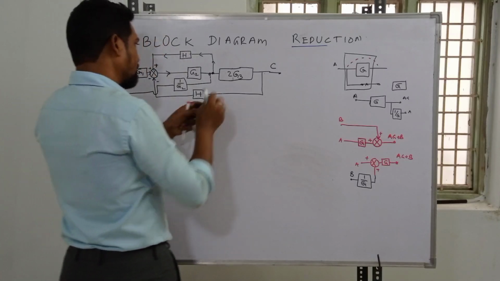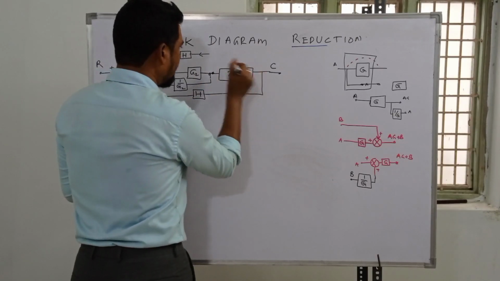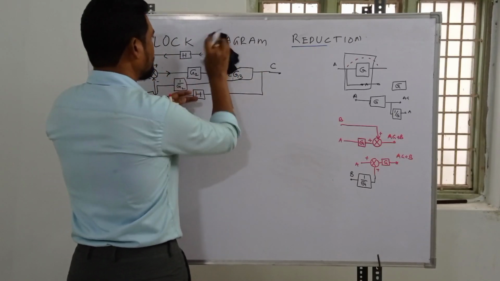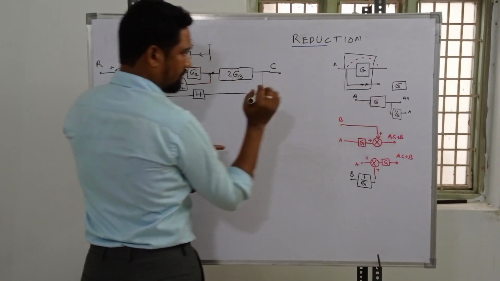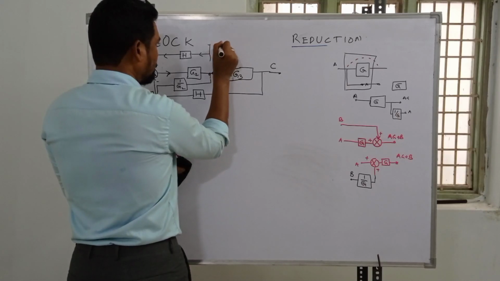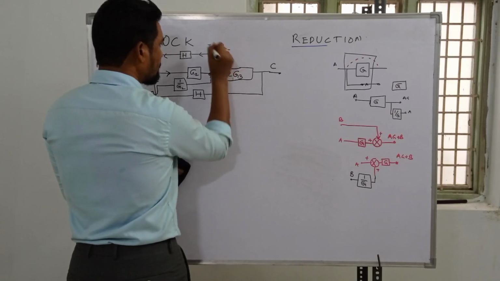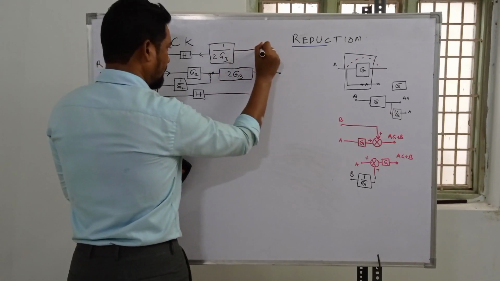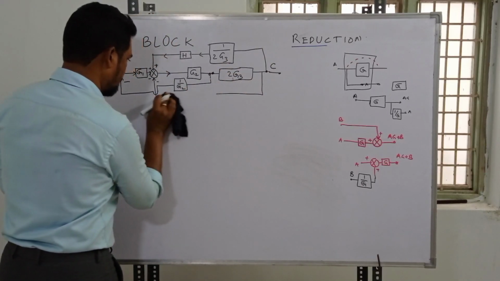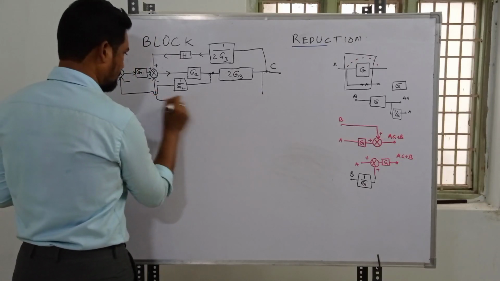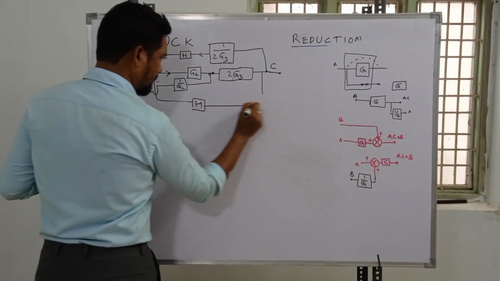So here, if I have to shift this ahead of that one, what should I do? We have to introduce a block with the transmittance, because it is ahead. So this rule comes into the picture. A block of 1 by 2G3 should be introduced, and the takeoff point can be placed over here. This is also existing as it is, it's an H over here. I didn't do any modification.